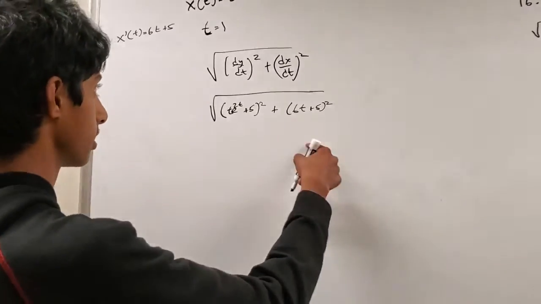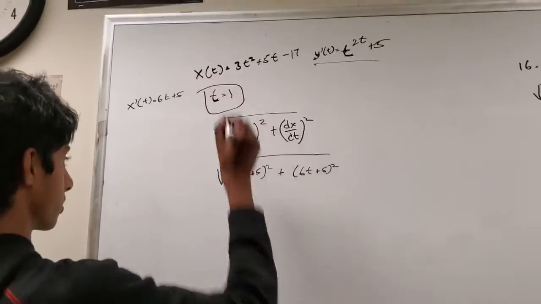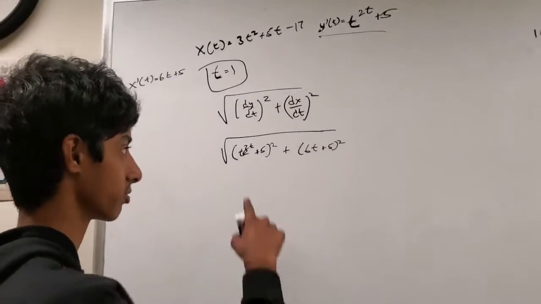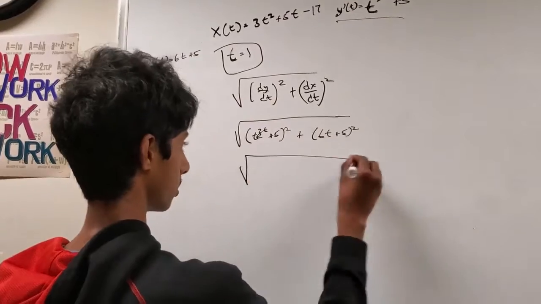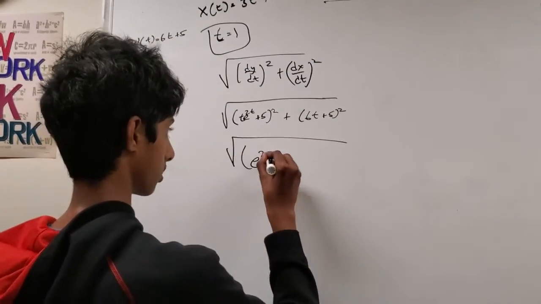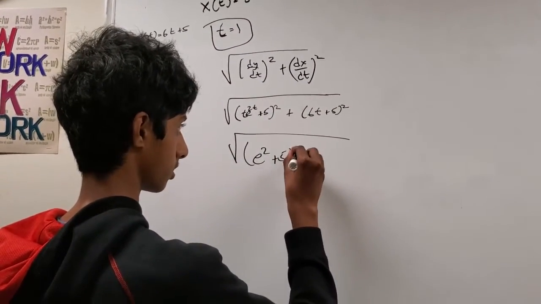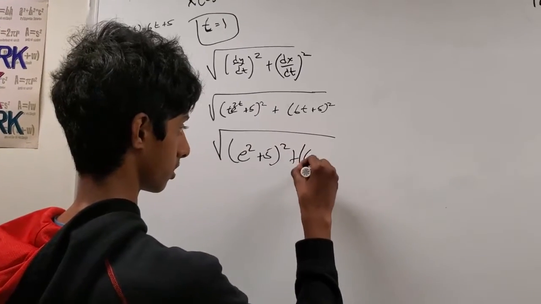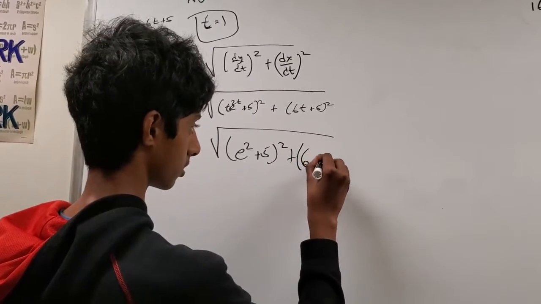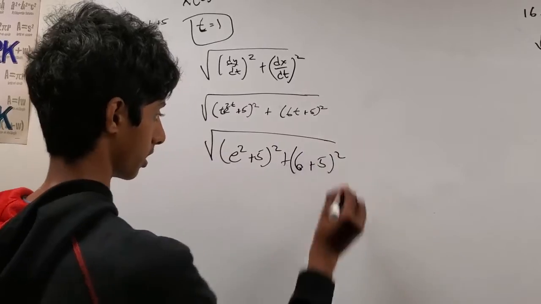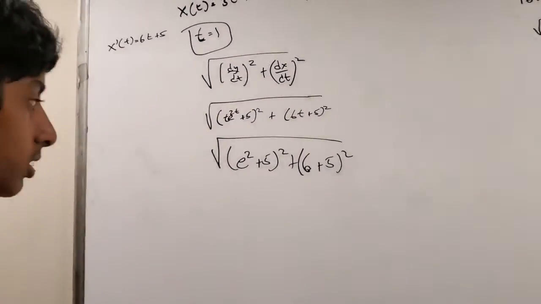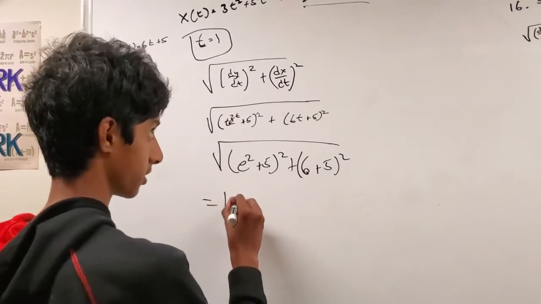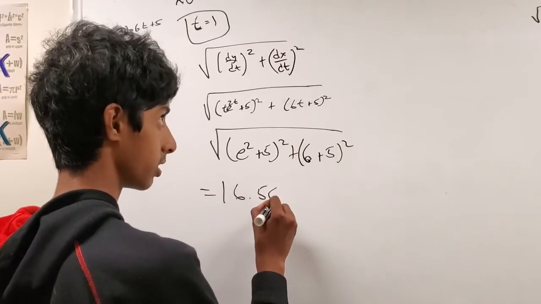Then after you plug it in, remember it tells you to find it at t equals 1, so you just plug that in. And then you plug this into your calculator, and after you do that, you would get 16.568.